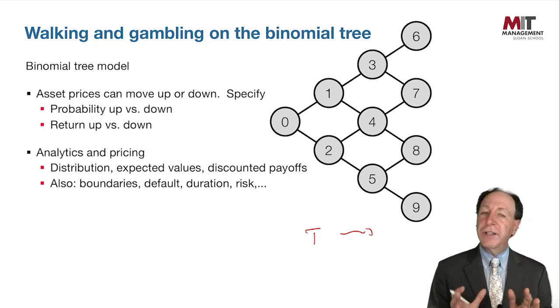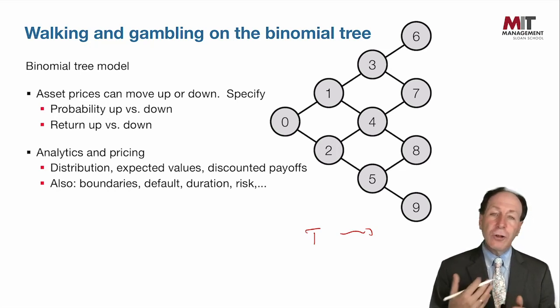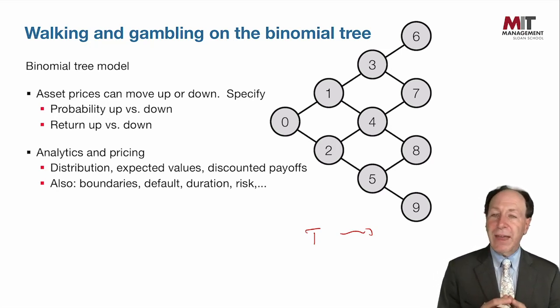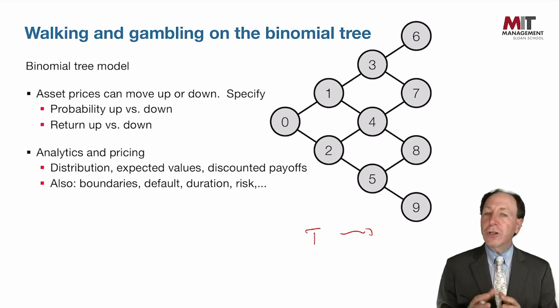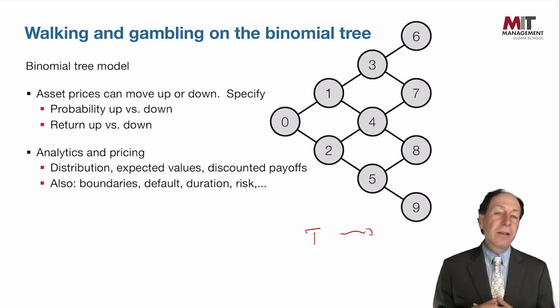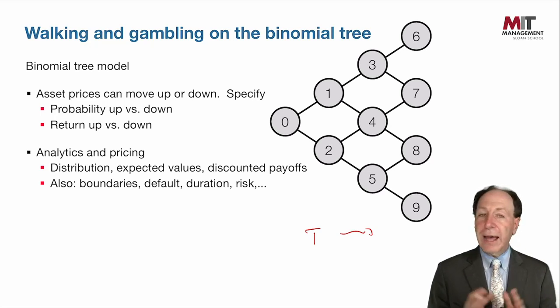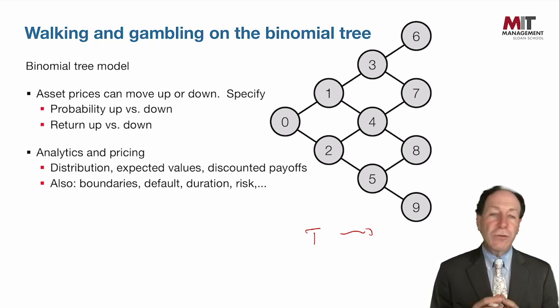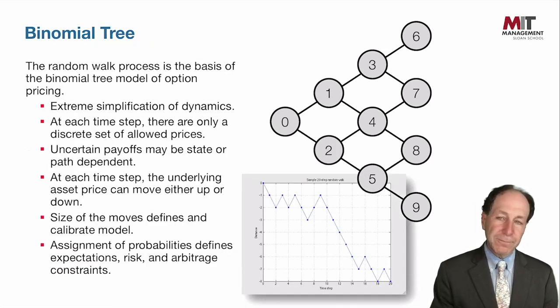So first we have the tree structure. We assign to each branch a magnitude by which the return changes, if we go up or if we go down, and a probability of that happening. Once we set up the tree structure, we're ready to do some analytics and to price derivatives on this tree, and also to take a look at, in this structure, some very interesting possibilities for exotic options and for different boundary conditions.